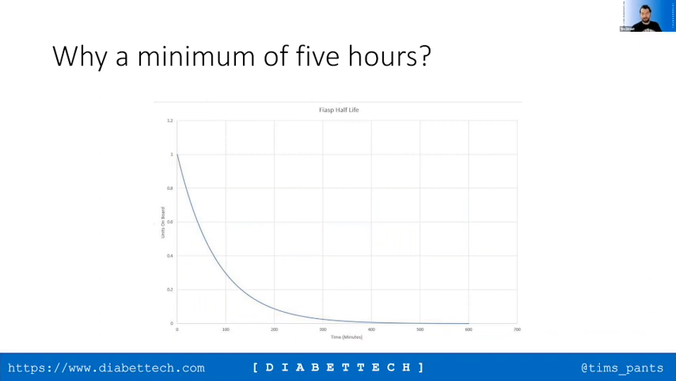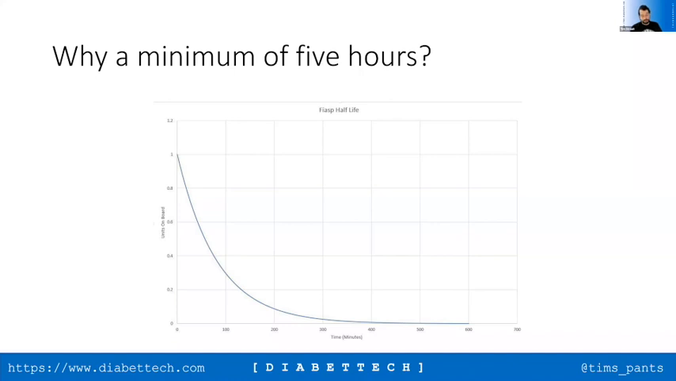Now, I've just put a slide up, which is why a minimum of 5 hours. If you look at the submission document or the patient inserts and some of the submission documents for various insulins, they tell you what the half-life is for the insulin. So reminding everybody of a bit of physics, half-life is the amount of time it takes for the concentration to reduce by half.